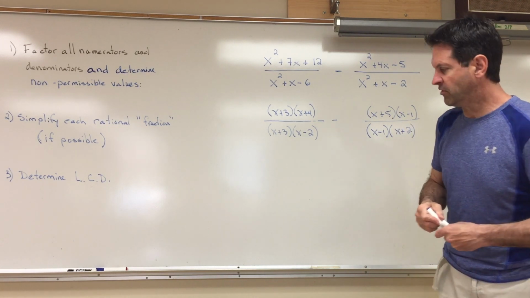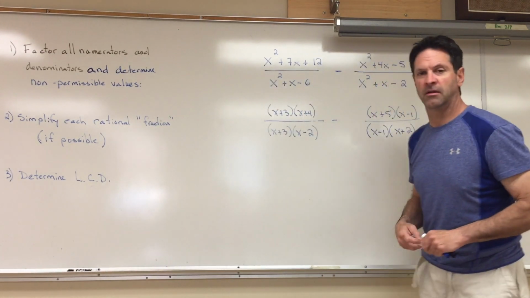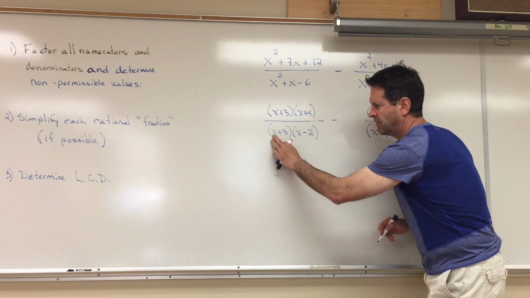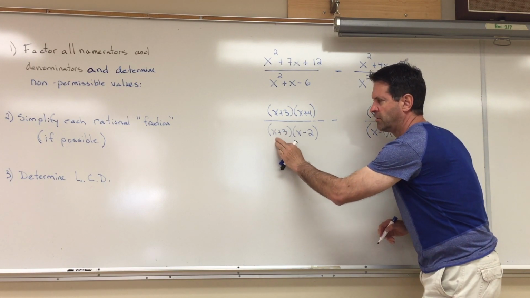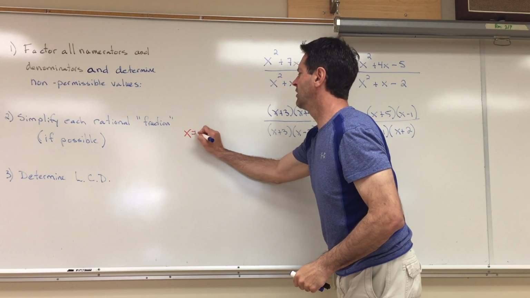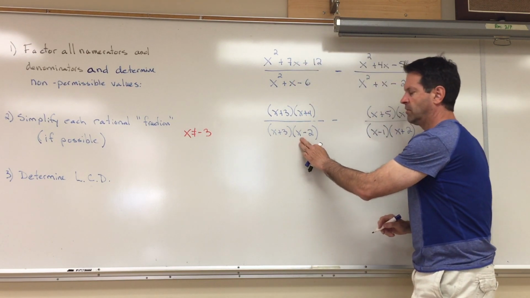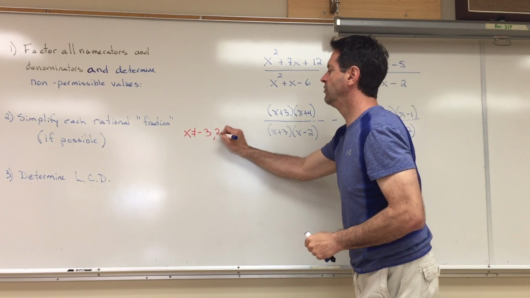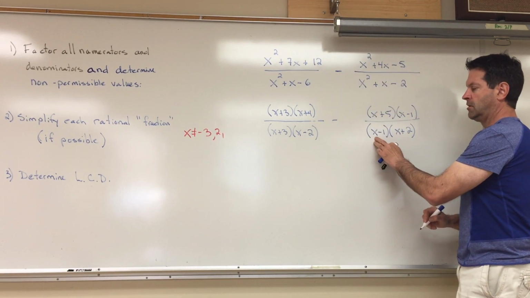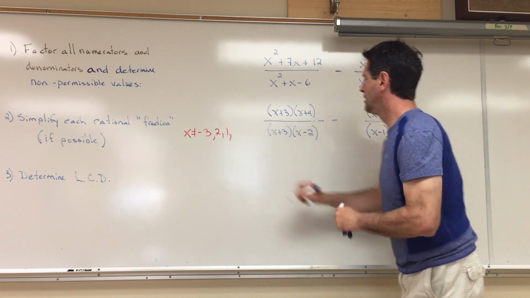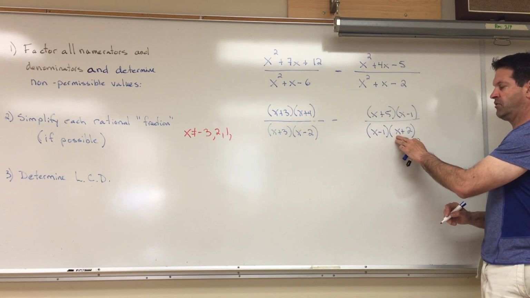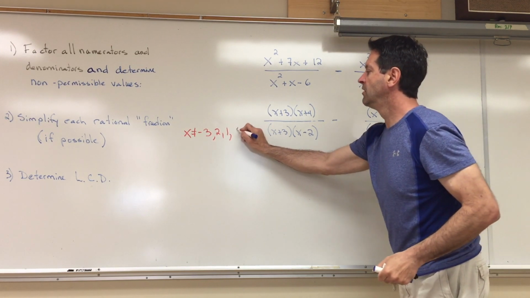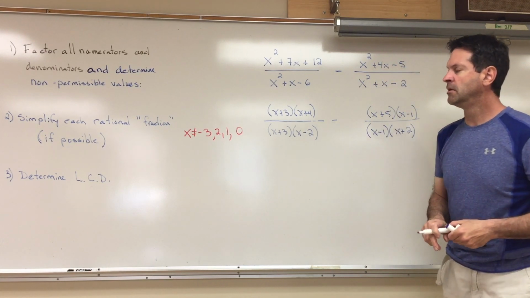Now we'll find our non-permissible values. The values that, if we substitute them in for x, we get 0 in the denominator. From this denominator, if I put a negative 3 into x, I'd end up with a 0 in the denominator here. So we know that x cannot equal negative 3. From this one, if I put a 2 into x, I'd end up with a 0 in the denominator. So 2. From this one, 1. And from this one, if I put a negative 2 into x, I'll end up with a 0 in this bracket, and we'll end up with a 0 in the denominator. So those are our non-permissible values.